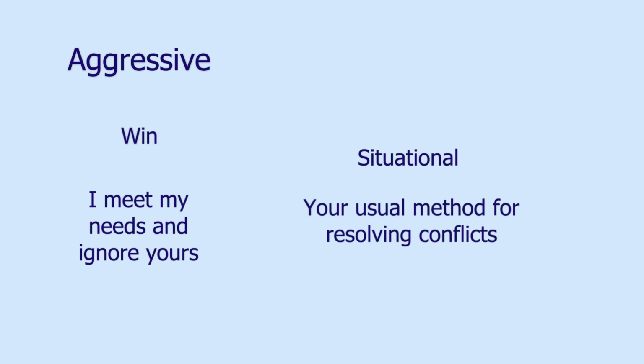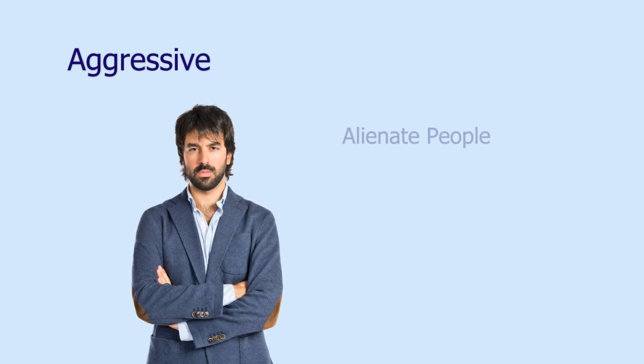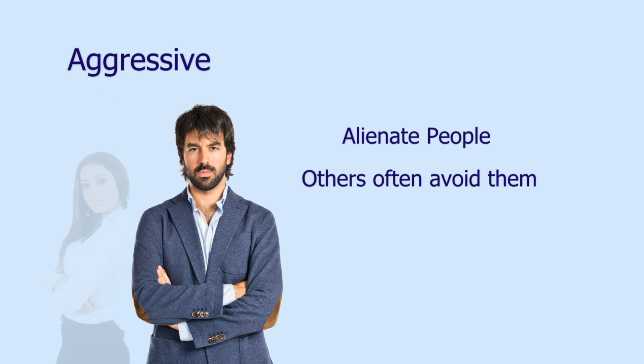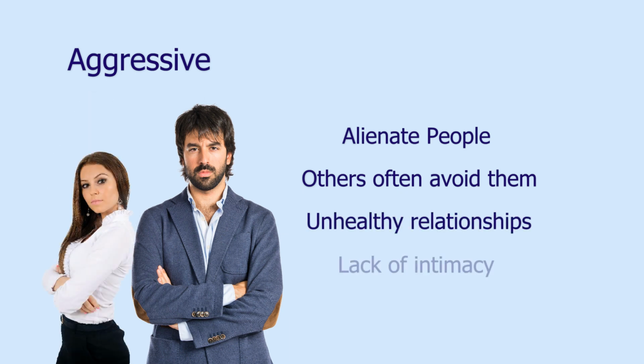The goal of aggressive behavior is to win, to dominate, and get your own way. With an aggressive style, you ignore the needs of the other person and focus on meeting your needs. As with non-assertiveness, aggression can be either situational or your usual method for resolving conflicts. While aggressive people do tend to get their way much of the time, they also tend to alienate people. Healthy people usually do not like being around aggressive people who refuse to compromise. Thus, the relationships of aggressive people tend to be unhealthy and lacking in true intimacy.